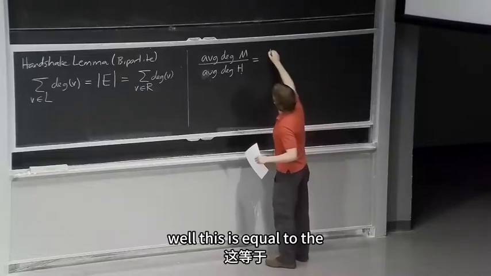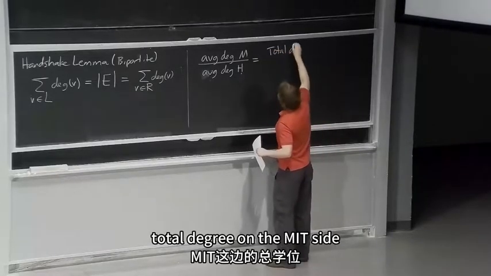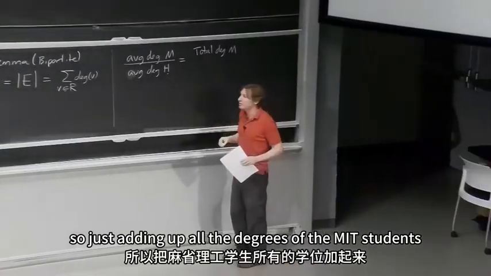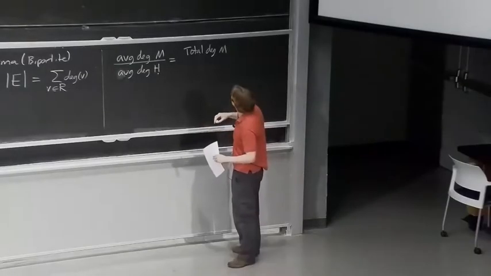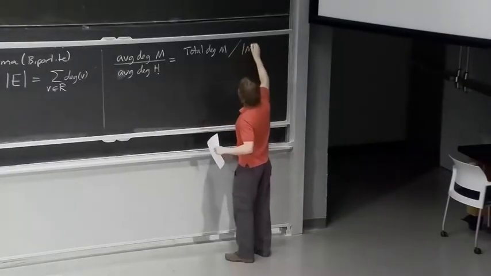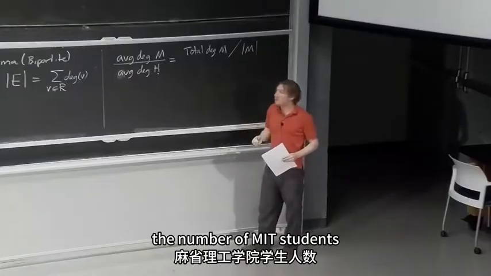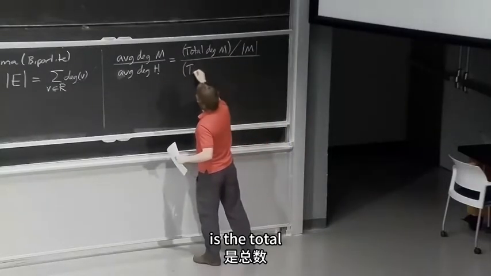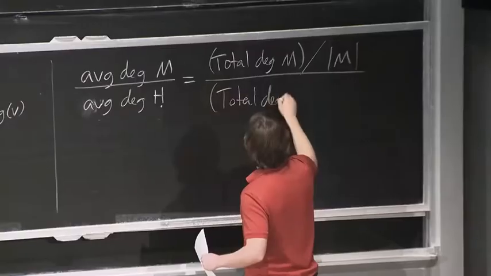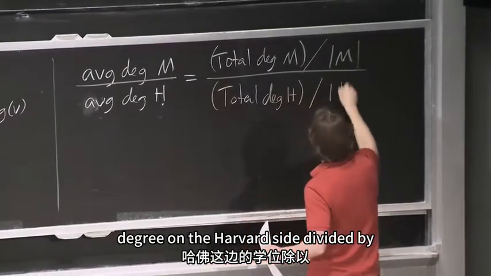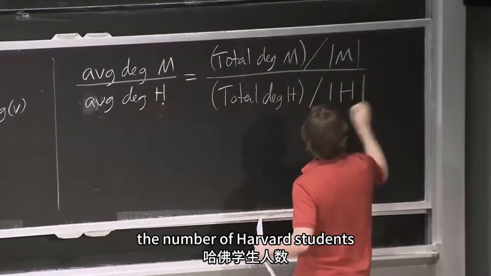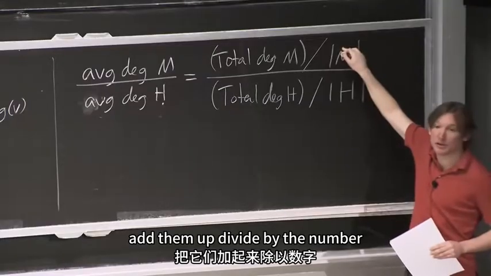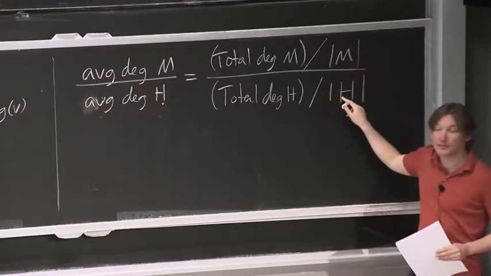Well, this is equal to the total degree on the MIT side, so just adding up all the degrees of the MIT students, divided by the number of MIT students. And this denominator is the total degree on the Harvard side divided by the number of Harvard students. Right? That's what we mean by average. Add them up, divide by the number.